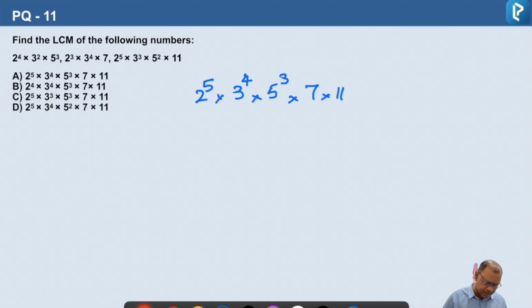So this is the LCM of all the given numbers. So what is the correct option here? 2 power 5, 3 power 4, 5 cube, 7 into 11. Option A is the correct answer.